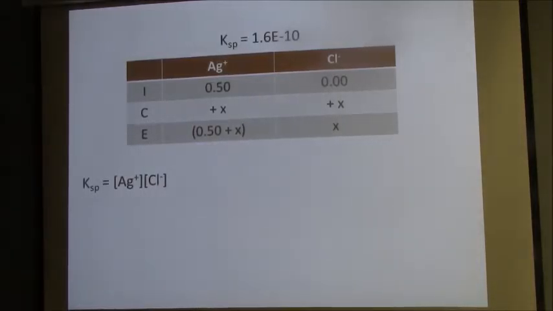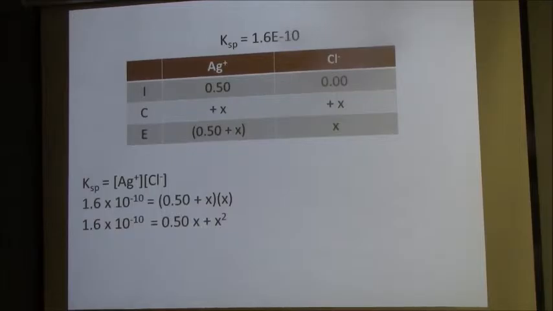So we do our arithmetic, plug in the KSP that we were given, 0.5 plus x, and then x. So we're going to have to do the dreaded quadratic equation. We're going to have to solve negative b plus or minus square root of b squared minus 4ac all over 2a. Solve for x. So there's the quadratic equation.